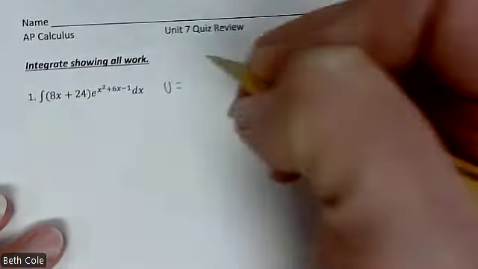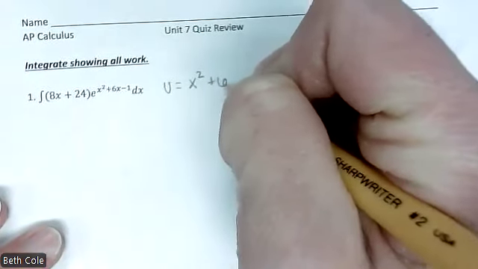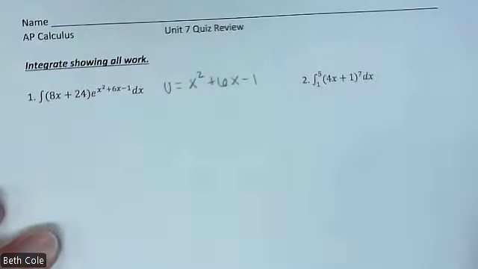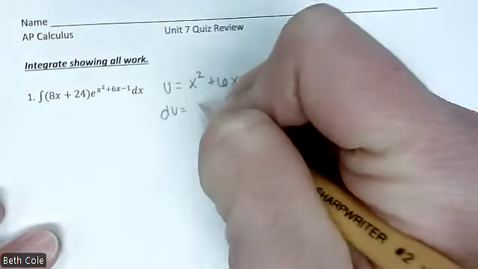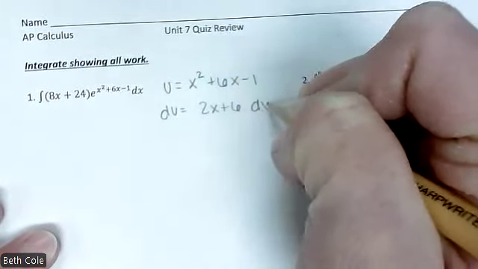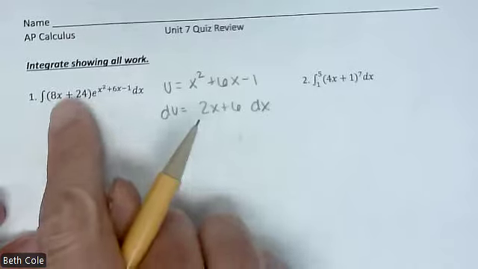So for the first one, what did you guys try to let u equal? Yeah, the exponent, like the inside stuff, or the thing with the highest power. And then your derivative is 2x plus 6 dx. Now you want to look at what you have in the problem.